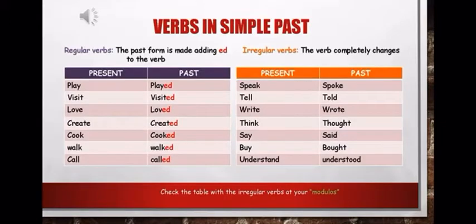There are two types of verbs in simple past: regular verbs and irregular verbs. The regular verb form in past is made by adding ed to the verb. For example, play is in present and played is in past. The irregular verbs completely change. You can see the list of the irregular verbs in your module.